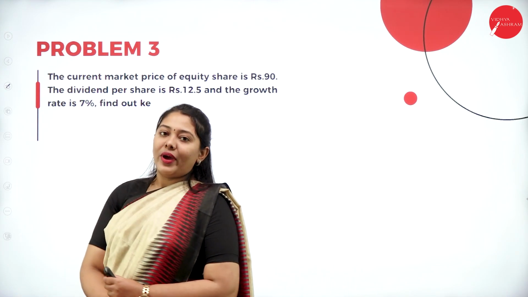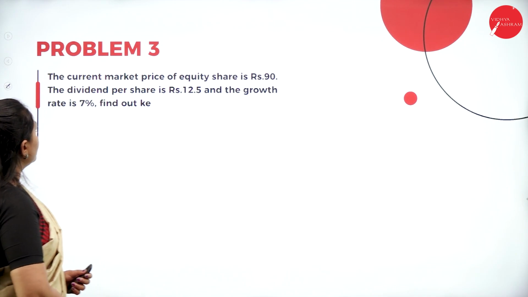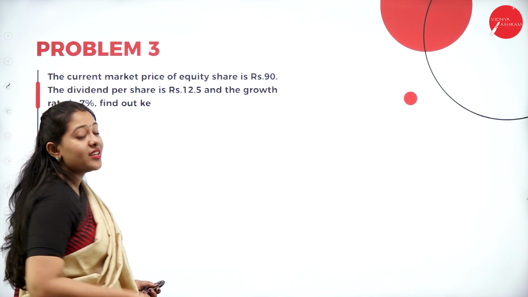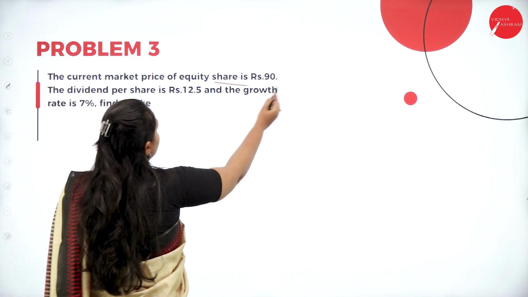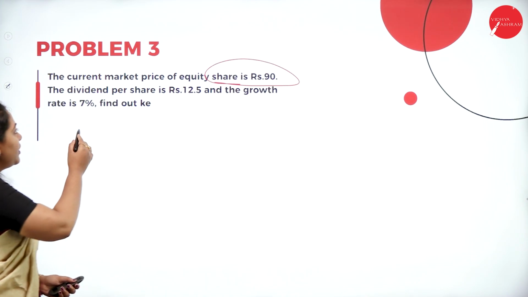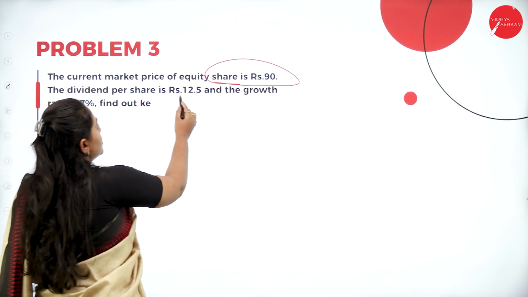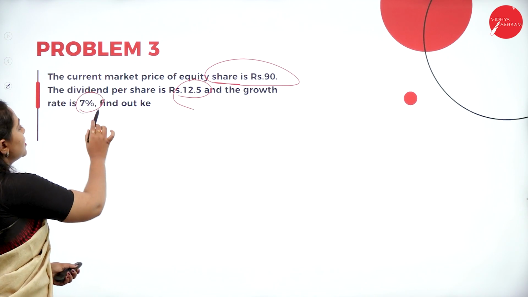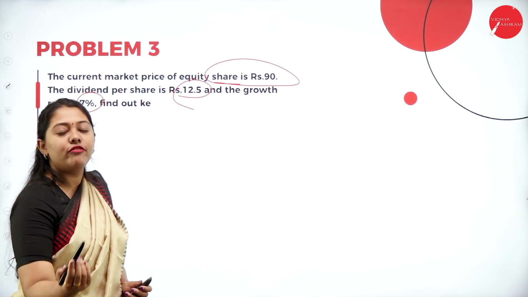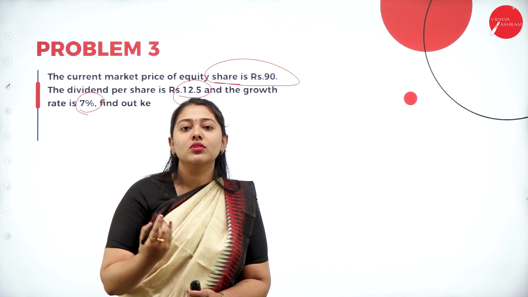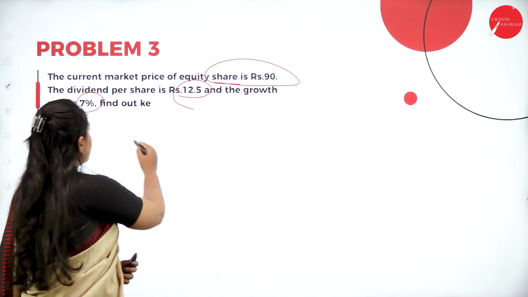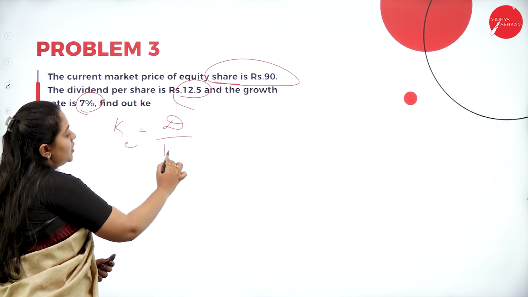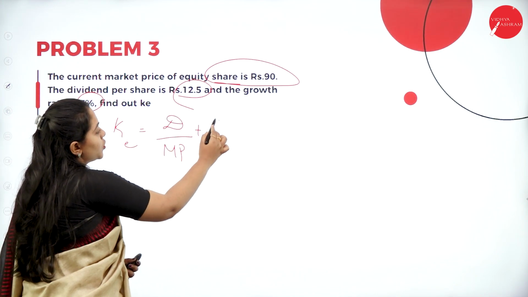So understand the question. What is problem number 3 all about? The current market price of the equity share is 90 rupees. So what is this market price? The dividend per share is 12.5 and the growth rate is given in the question, that is 7%. As I have told you, when growth rate is given, my dear students, what is the formula? Cost of equity is equal to dividend divided by market price plus growth.